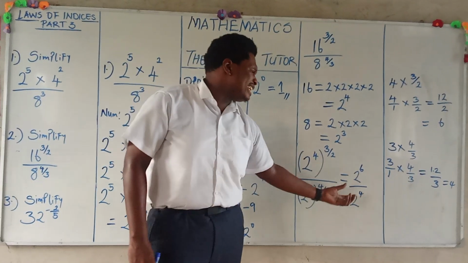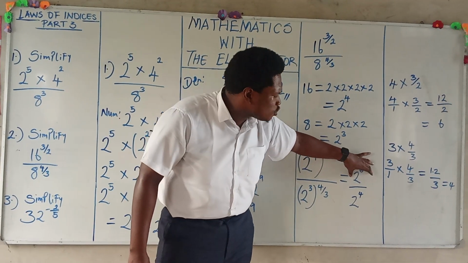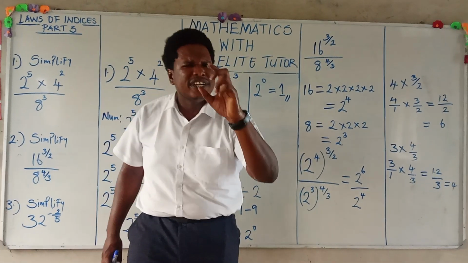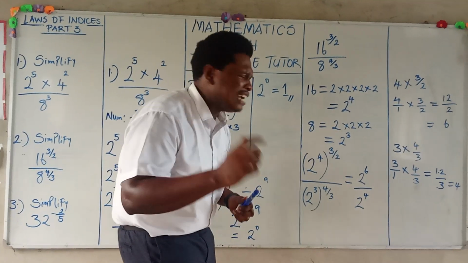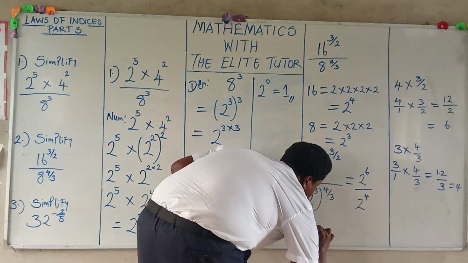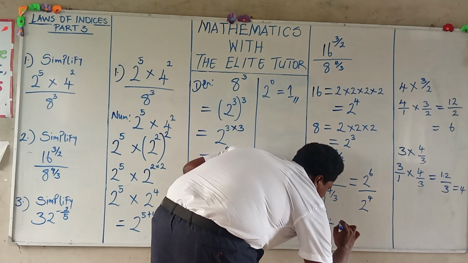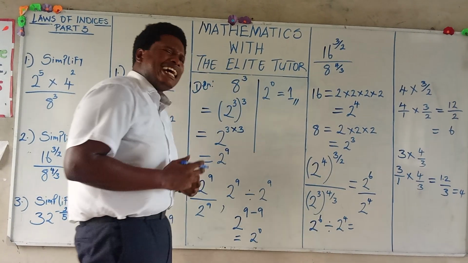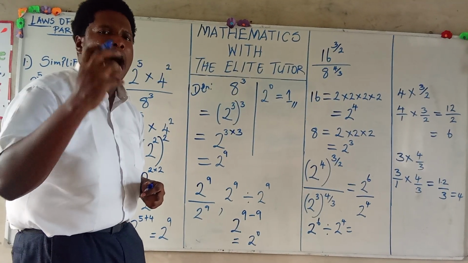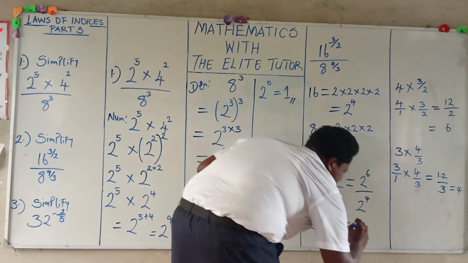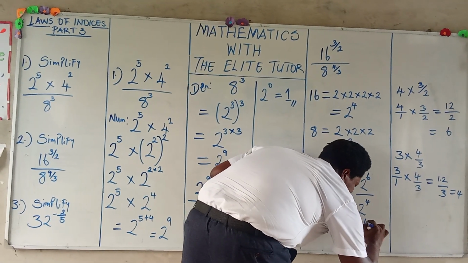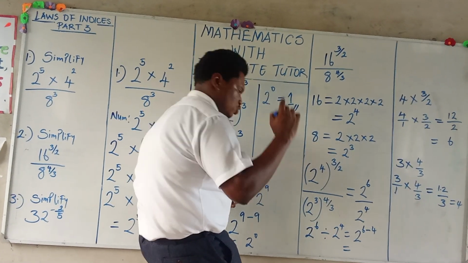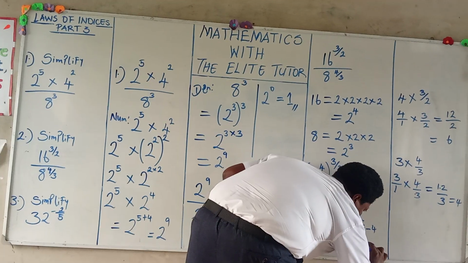So now you can see that at this point, we can make use of our quotient law of indices. We have 2 raised to the power 6 divided by 2 raised to the power 4. Because their bases are the same, we can go ahead and subtract their powers. So we have 2 raised to the power 6 minus 4. So 6 minus 4 gives us 2. So our final answer is 2 raised to the power 2.